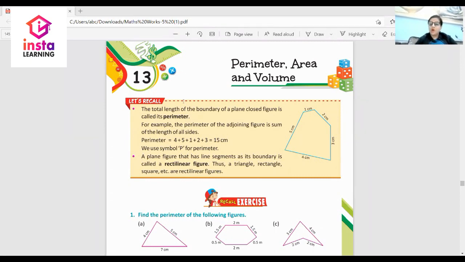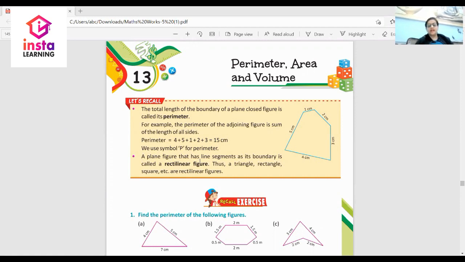Total length of the boundary of a plane closed figure is called its perimeter. For example, the perimeter of the adjoining figure is the sum of the lengths of its sides. 4 + 5 + 1 + 2 + 3 = 15 cm. We use the symbol P for perimeter.